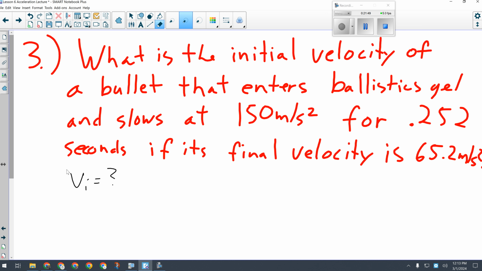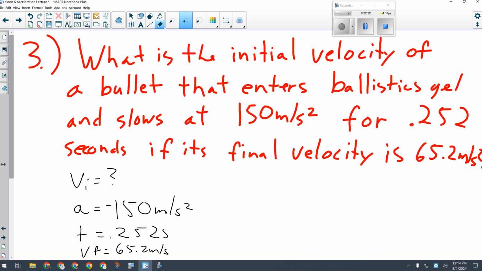So the bullet enters the ballistics gel and slows at an acceleration of 150 meters per second squared. What do I need to remember about it if it's slowing? It's negative. That's the trick in this question, the contextual thing you need to get from it. For 0.252 seconds, if its final velocity is 65.2 meters per second, so that would be forward, that means it probably exits the ballistics gel. We're looking for VI.